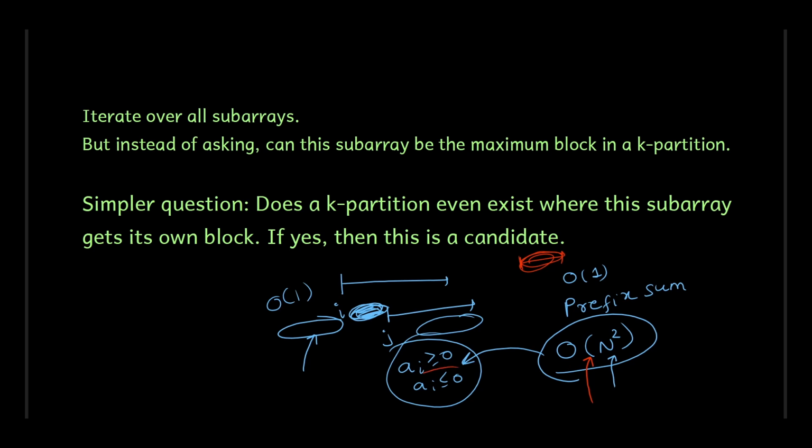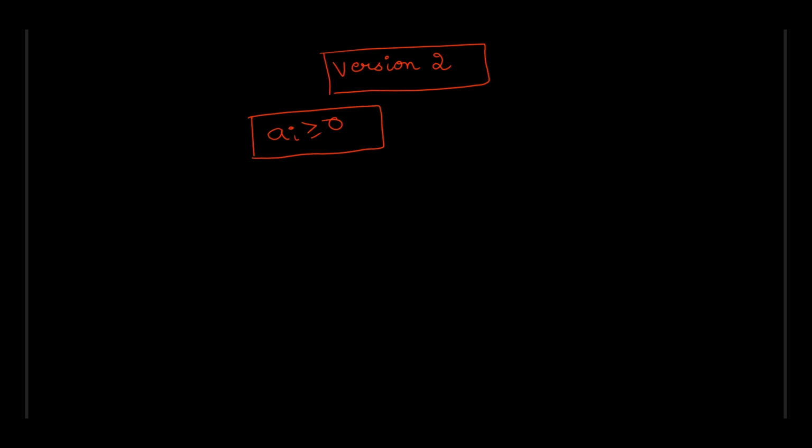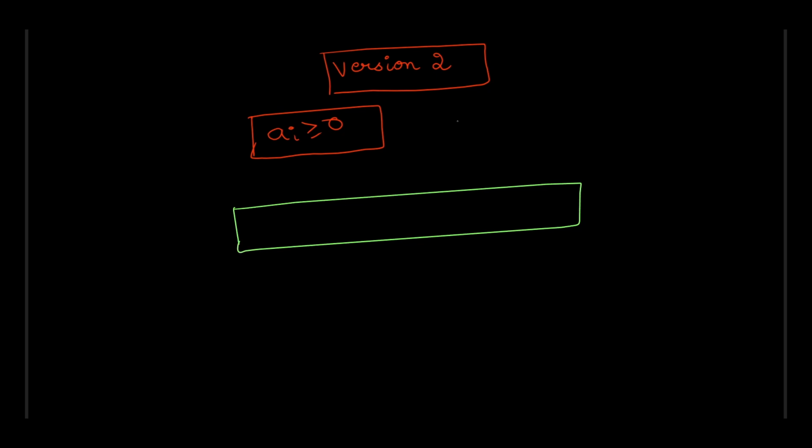If the array elements can be negative, then of course we cannot. But let's assume for now, for version 2 of this problem, assume that A[i] is greater than or equal to 0. Then do you really need to explore all the candidates? Because there are O(n^2) candidates, right?